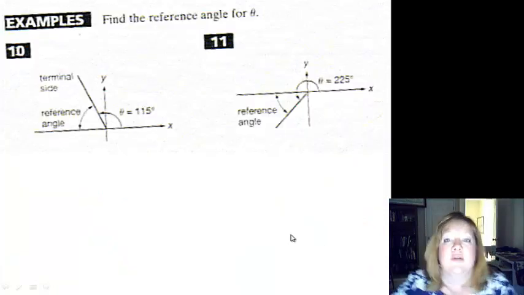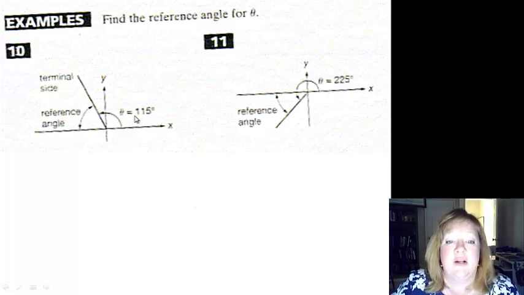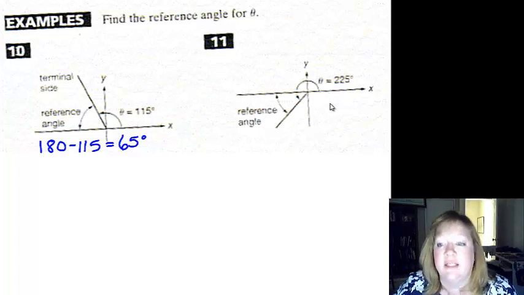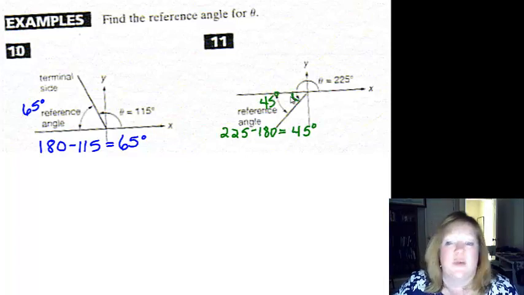All right, so let's find the reference angle for these guys. So right here is theta equals 115 degrees. That's where the terminal side is. Reference angle is in between here. So it's in quadrant 2. I'd subtract from 180 to get 65. Most of you know that two angles that form a straight line add up to 180. So that's right along those lines. This one right here, you got 225. It goes past 180 a certain amount of degrees. You just subtract 180 from 225 to get 45 degrees. So that's your reference angle in there.